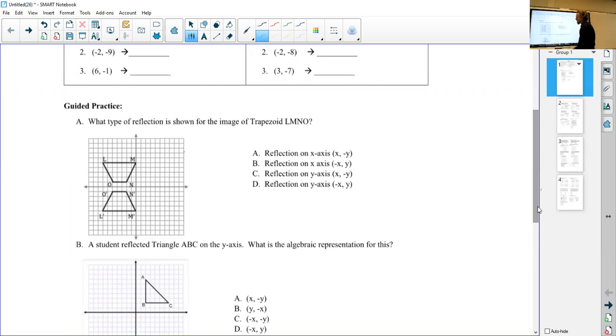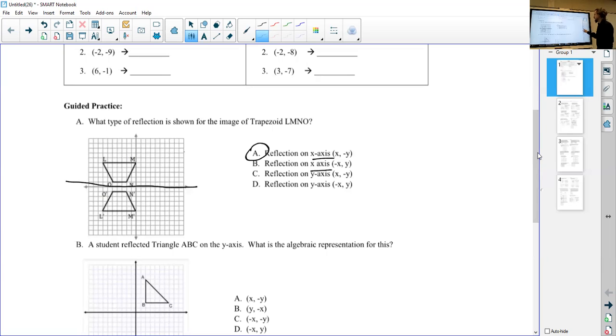We see our shape LMNO is flipped over, and that's going over the x-axis here. And as we go over the x-axis, you can see all the points that were above the axis get reflected down below. So when we go over the x-axis, our x values don't change, but we need the opposite of our y values. So our rule here for going over the x-axis is (x, negative y). That's always going to be our rule.